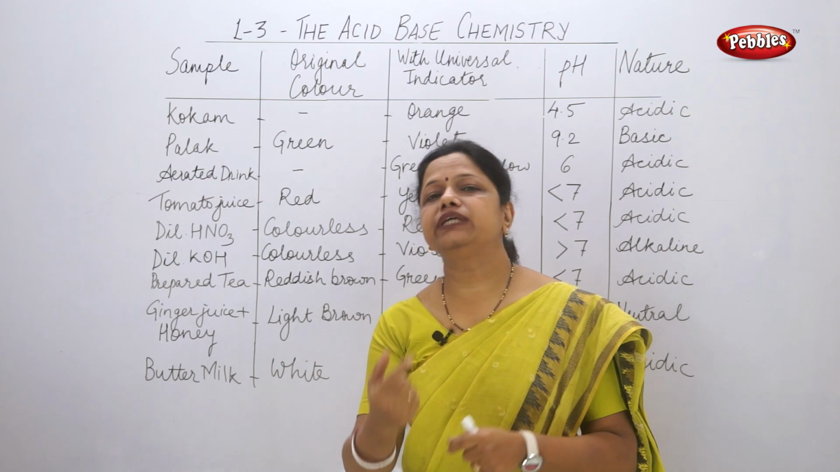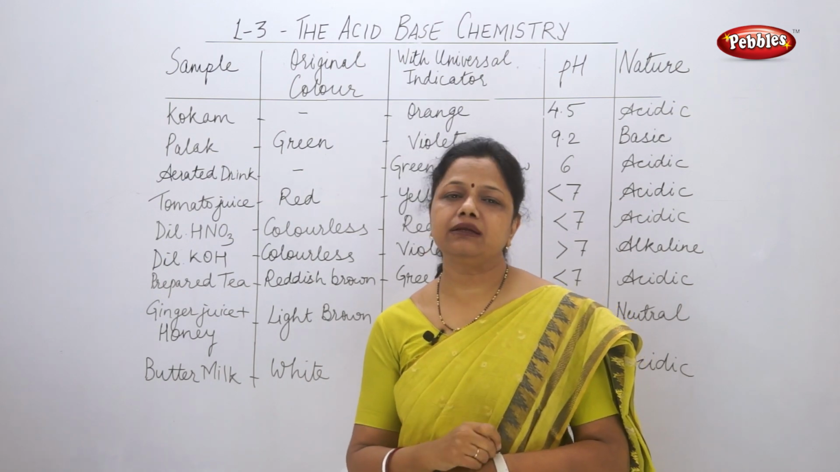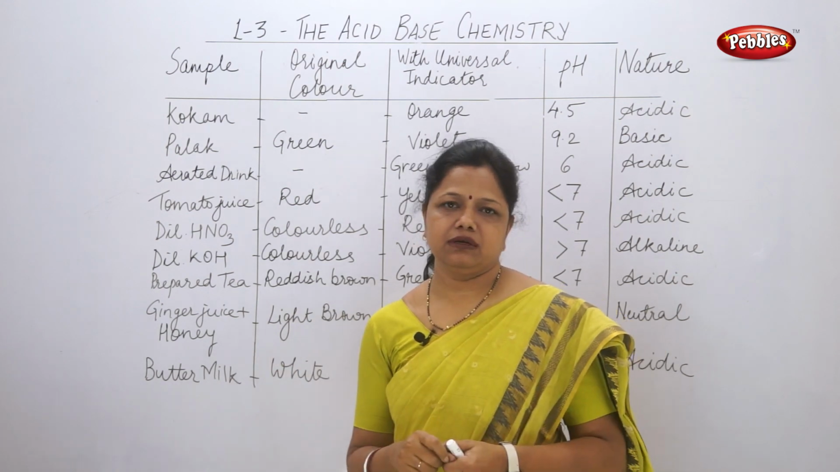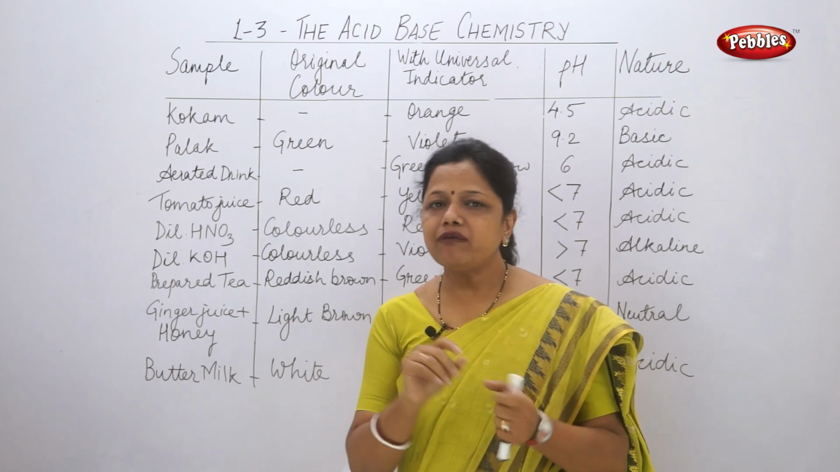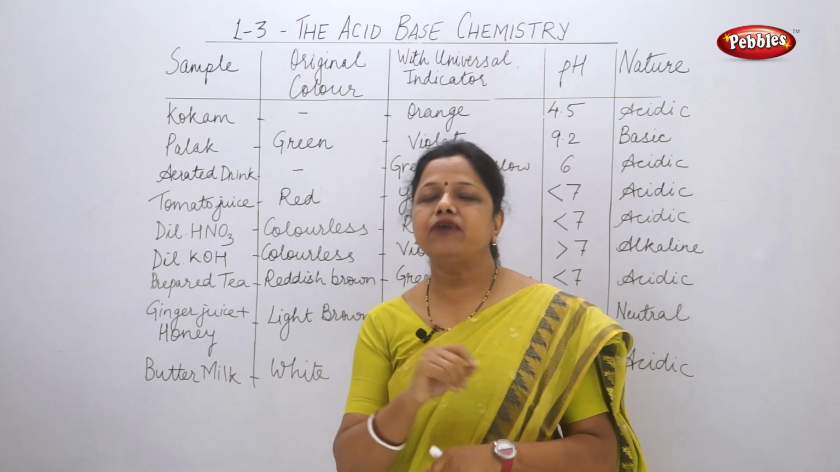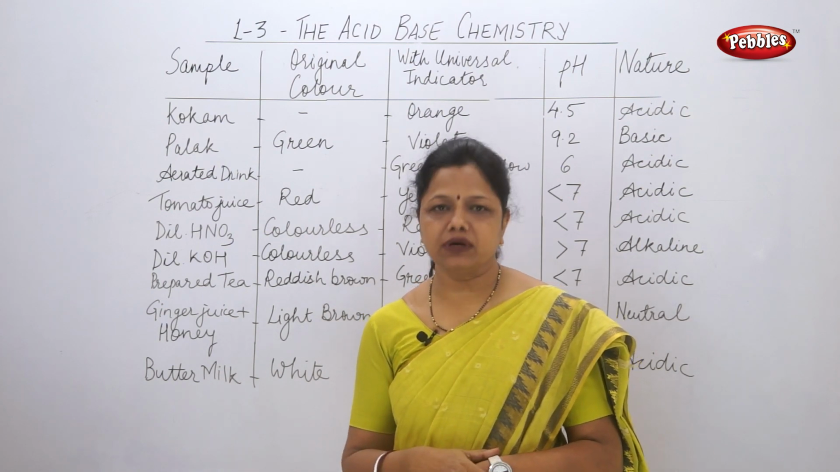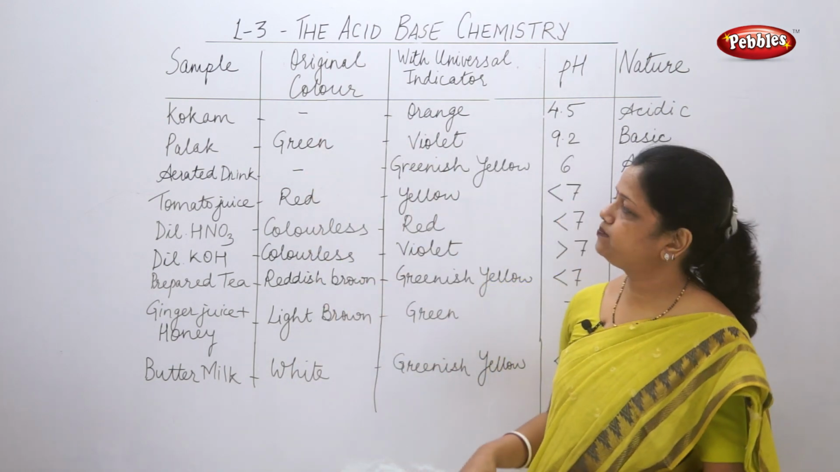There will be some change in the color of that sample. And that change in color, we have to measure with the strip given to us. There is a range of colors on the strip. We have to match that color and find out the pH. This is how the universal indicator works. Let's see the samples and their changes.